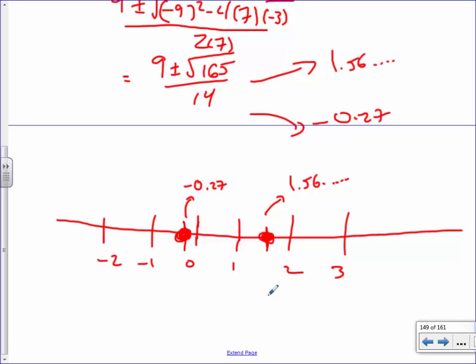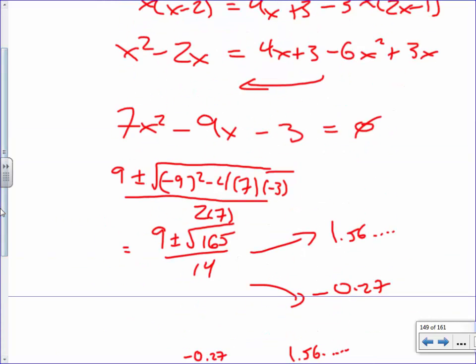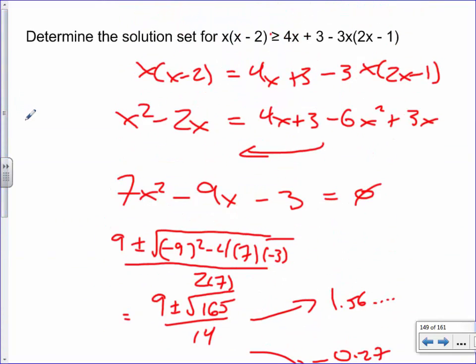And then what I'm expecting to have happen is either the section in between is where we have answers, or the outer sections are where we're going to find answers. One of the two. So let's try some test points. Something lower than this. -1. Sure, -1 will work. We just got to go way back up to the very top. You should always go back to the very original inequality. So I'm plugging in -1 everywhere.